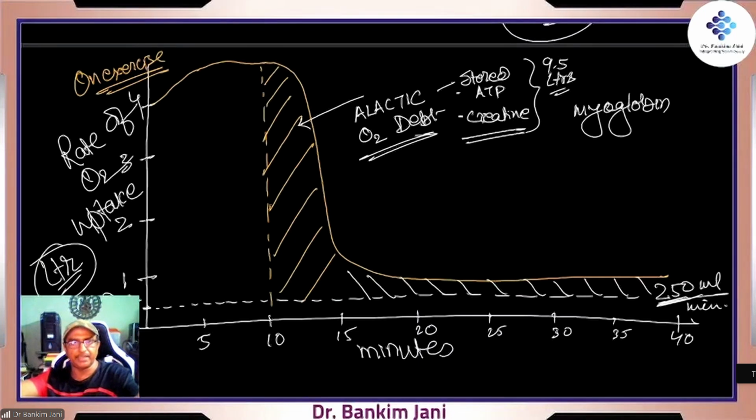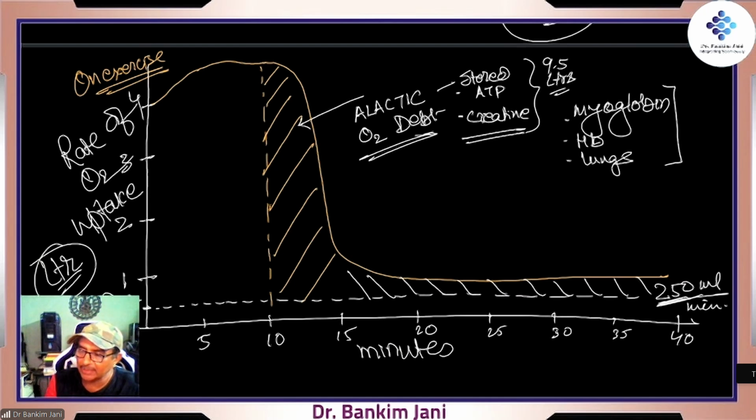They used up their entire oxygen. Hemoglobin, full strength, right? It used up everything. Lungs, whatever the oxygen which was there, it was all used up. So this comprises about another 2 liters. So all these are given back. Okay, everyone recover. So this phase, this is the first phase which is called the alactic oxygen debt.